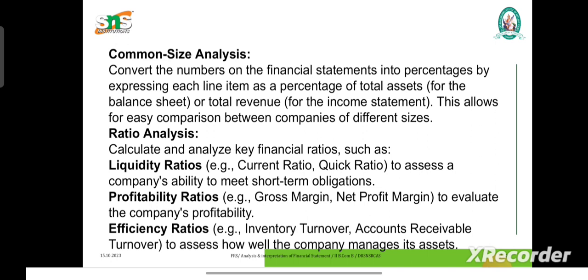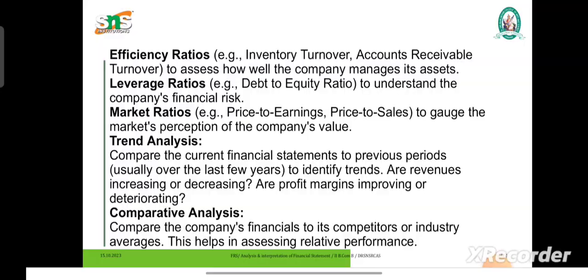Next one is efficiency ratio. Examples are inventory turnover and accounts receivable turnover, to assess how well the company manages its assets.